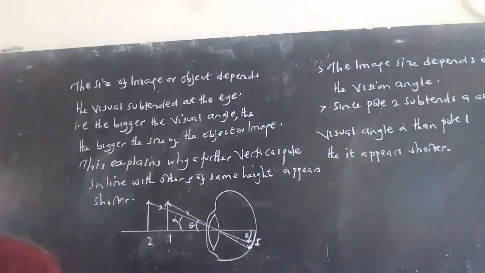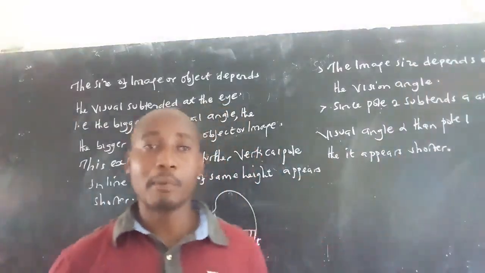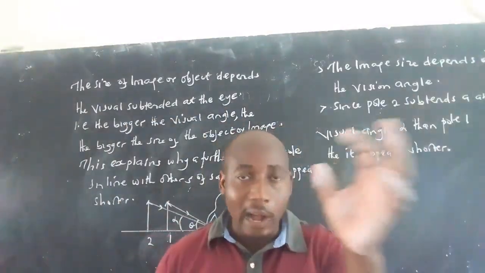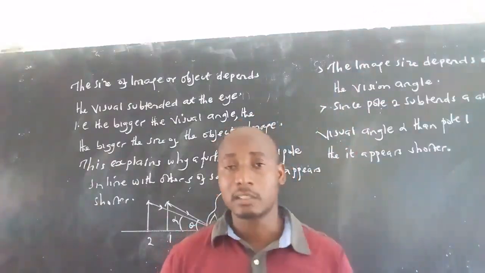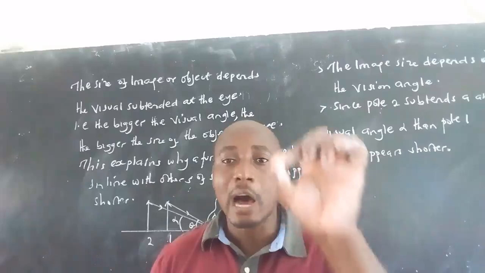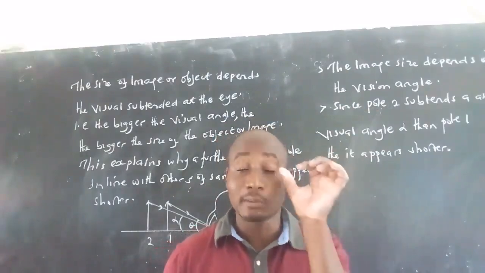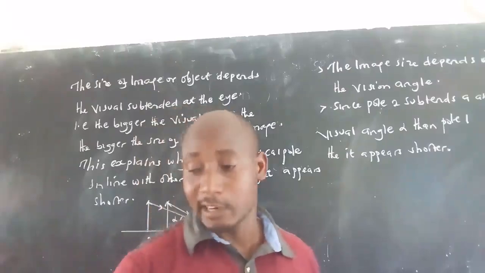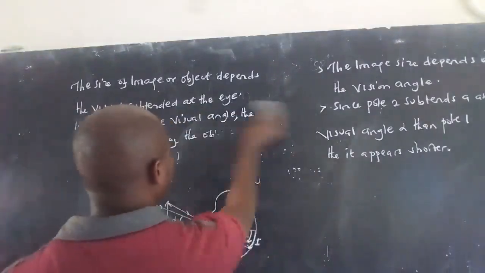So they will ask you to explain that. Explain why poles of the same height placed in a straight line, the pole nearest you appears taller than the pole farthest. So you look at the visual angle subtended. The bigger the visual angle, the bigger the size of the object. So the one which subtends a big visual angle will appear to be taller than the one which has subtended a small visual angle as observed from the eye. Is that okay? Yes.